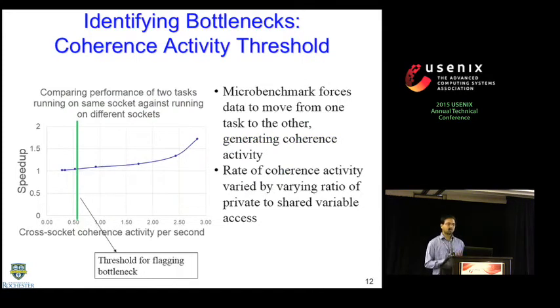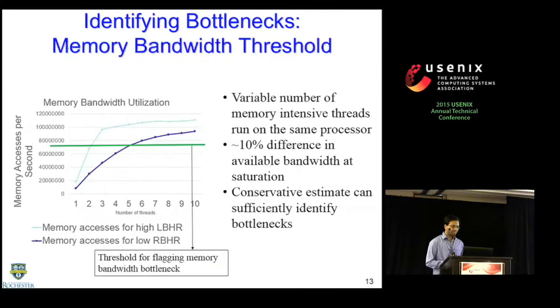So the first threshold that we arrive at is related to coherence activity. We have a micro-benchmark that has 2 threads that ping-pong data between each other. And we pin the 2 threads of this micro-benchmark across 2 sockets and then colocate them and observe the speedup that we get on colocating them. So the graph shows exactly the same, and we mark a point which is 5% speedup that is obtained upon collocating the threads as being a significant point, and we mark that as a threshold for coherence activity.